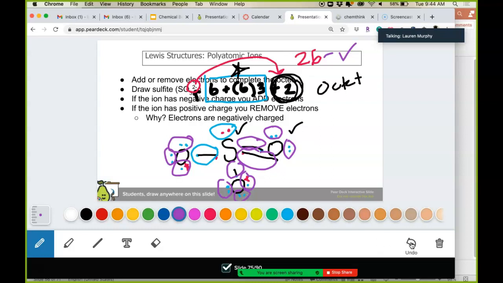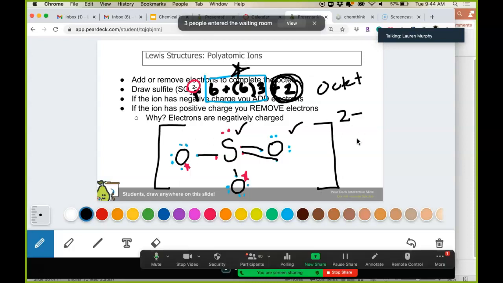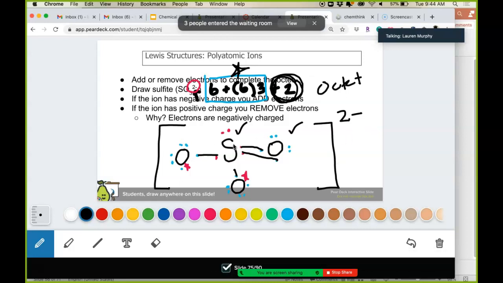My sulfur has 10, which is an expanded octet, but that's okay because sulfur is allowed to have an expanded octet. And now the only extra thing that you need to do is when you have an ion, you must draw brackets around it, and you must put the charge if there is one. So in order to get full credit, you have to have both of these things. So this is a Lewis structure for sulfite.